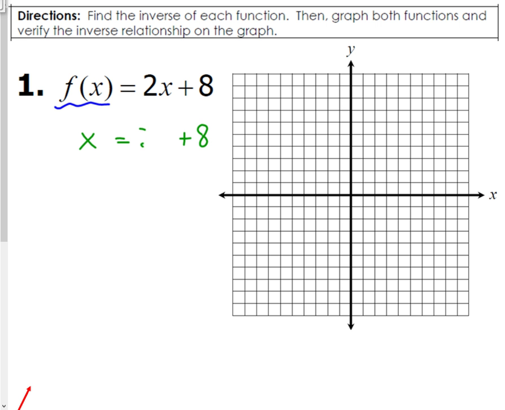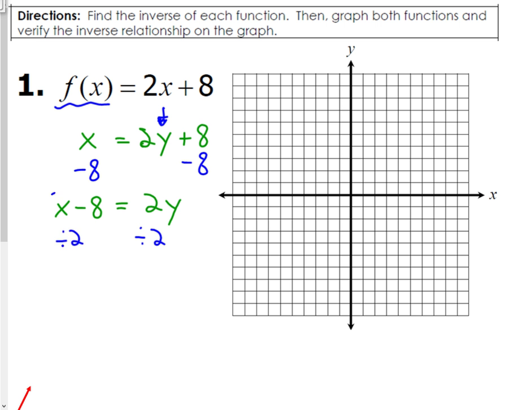That should be a y. And then we want to get y by itself. That is our goal. So in order to do that, we can subtract off an 8, which will leave me with x minus 8. Those are not like terms, so we cannot combine them, equals 2y. One last step to get y by itself, divide by 2.